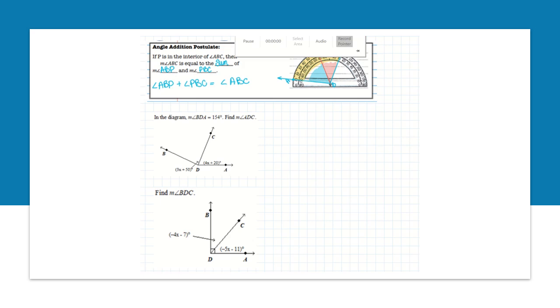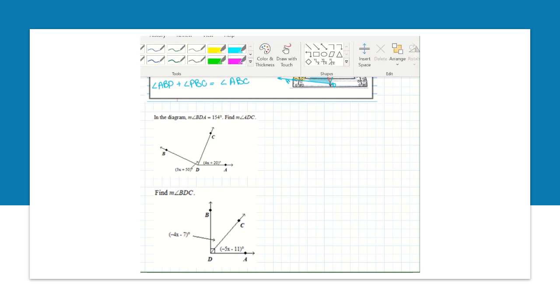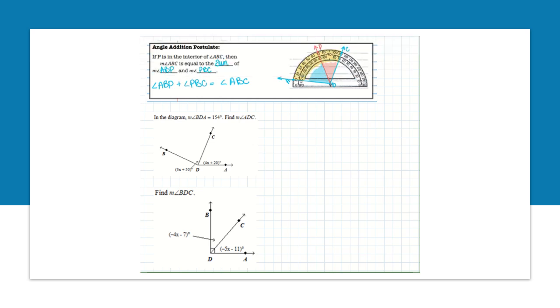Let's go ahead and do this problem where we're finding the measurements of two different angles. To do that, we're going to be using the angle addition postulate, which says that if you have an interior angle that breaks one of the angles into two different pieces, and you add those two pieces together, then it equals the measurement of the bigger angle.